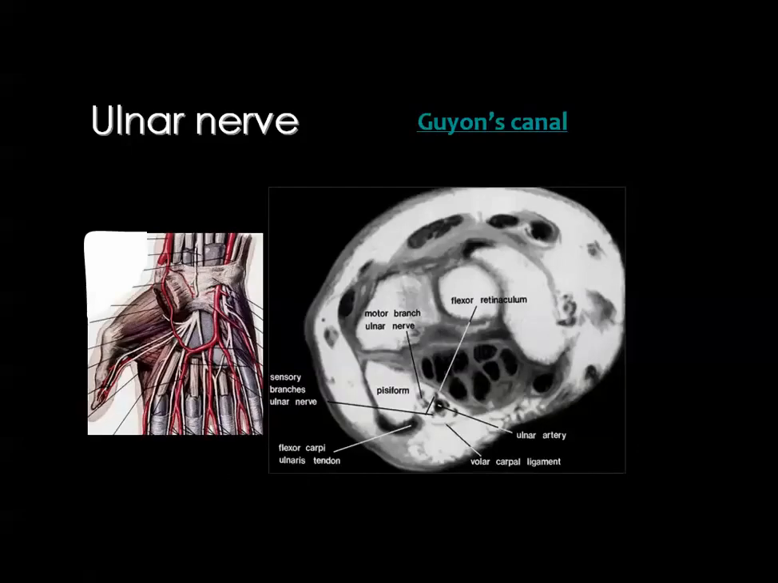A few words about the ulnar nerve. Where to look for the ulnar nerve in the wrist joint? If you look carefully here, you can see that the ulnar nerve will cross over the flexor retinaculum in a special canal, which is known as the Guyon's canal. This canal is seen lateral or along the inner border of the pisiform. This is the canal, and inside the canal you will see the ulnar nerve and the ulnar artery as well.